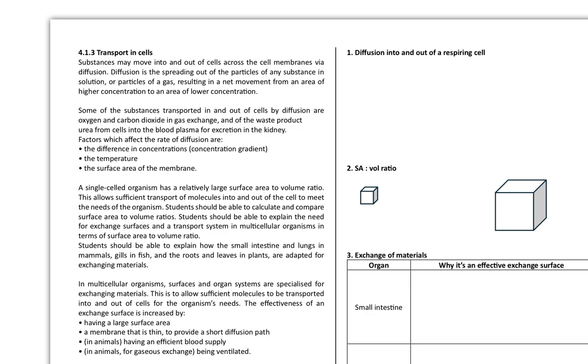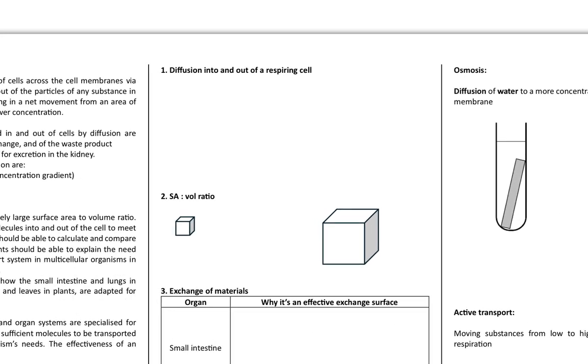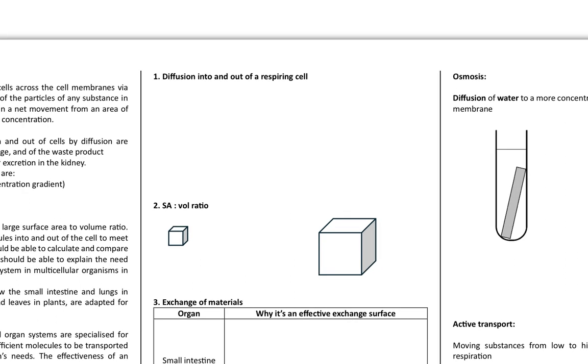So let's just start off with diffusion into and out of a respiring cell. So here's a cell, let's pop it out. Just failed my drawing skill for having a broken cross line there, but never mind. I'm sure yours will be better if you're filling in. So yeah, oxygen diffuses into the cell, as does glucose.